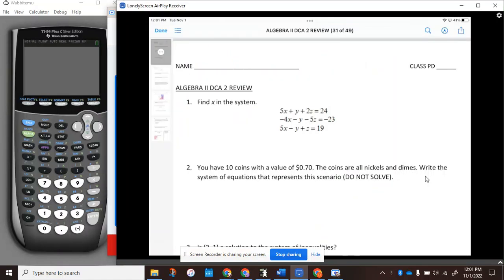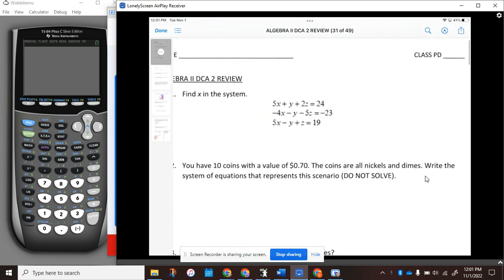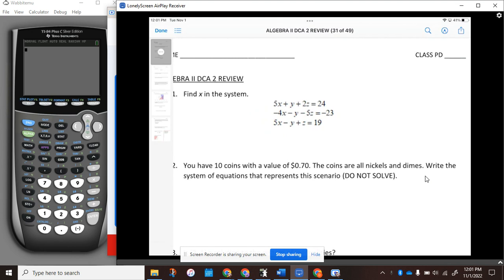All right, we got the Algebra 2 DCA 2 review. The first question is asking find x in the system. Okay, this is a question we've done stuff like this before. The only difference between this problem and the ones we've done before is that usually it would ask for the whole entire solution, except in this case, it's only asking for one part of the solution, that little thing right there, right? Usually on a problem like this, we would have the solution that's x, y, z, the ordered triple. This one only wants to know what is the x.